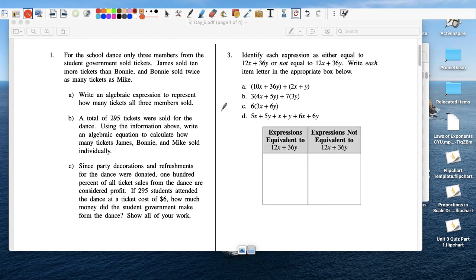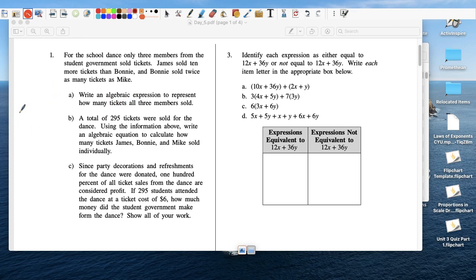Day 5. Right, so 3 members sold tickets. James sold 10 more than Bonnie. Bonnie sold twice as many as Mike. So we have to write algebraic expressions to represent how many tickets each of them sold.